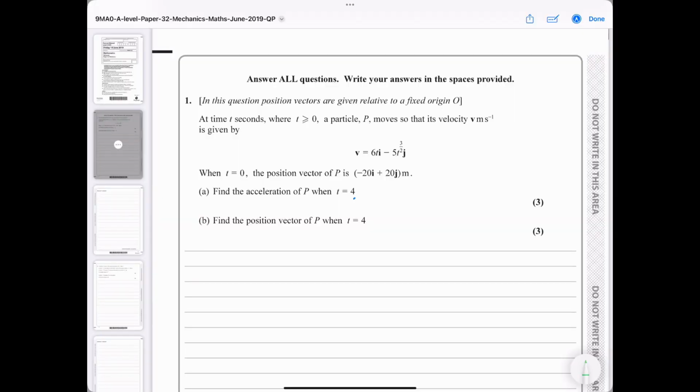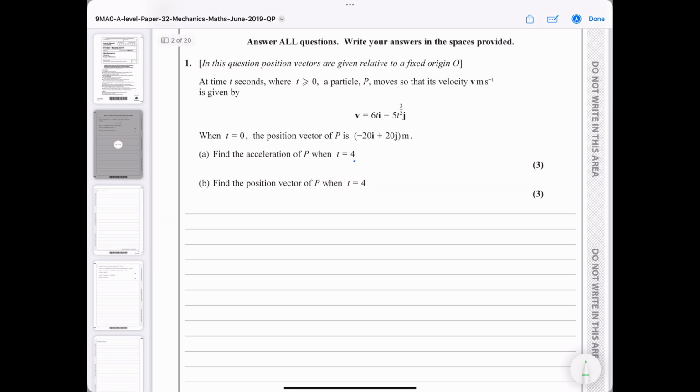This is an Edexcel paper from 2019, and it's mechanics. At time t seconds, a particle P moves with a velocity of v meters per second. When t equals 0, the position vector is this. Find the acceleration of P when t equals 4.